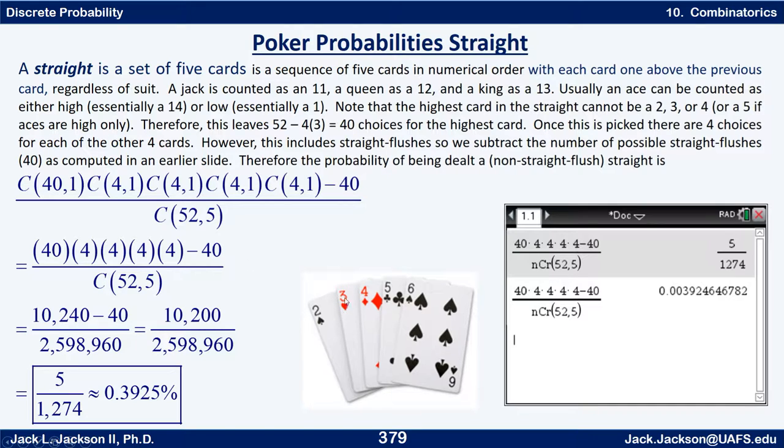But once you pick that, there are 4 choices for the next card up, 4 for the next, 4 for the next, and 4 for the next. That would be all of the straights. However, that would include the straight flushes, so we have to subtract the 40 straight flushes from that. So 10,240 total straights, take away 40 that are straight flushes, that leaves 10,200 straights, which are not straight flushes. And so there's the probability right there. Reduces to 5 over 1,274, or about 0.3925%.